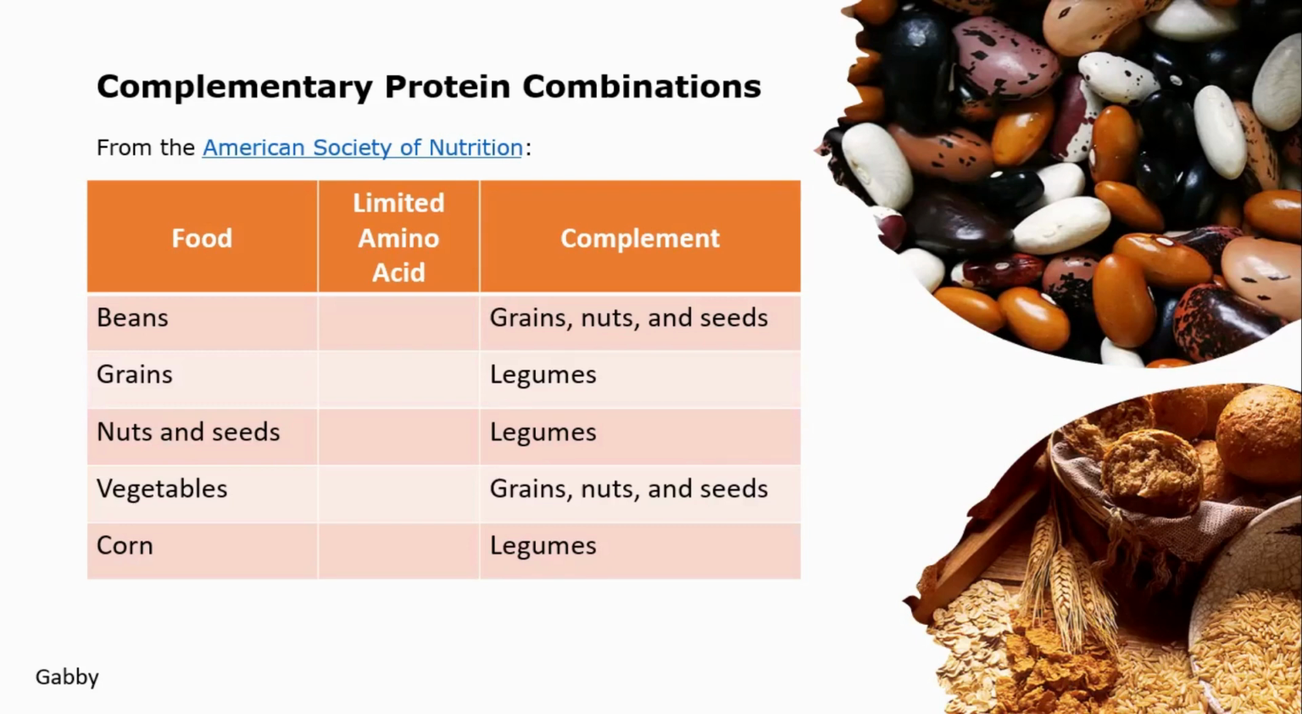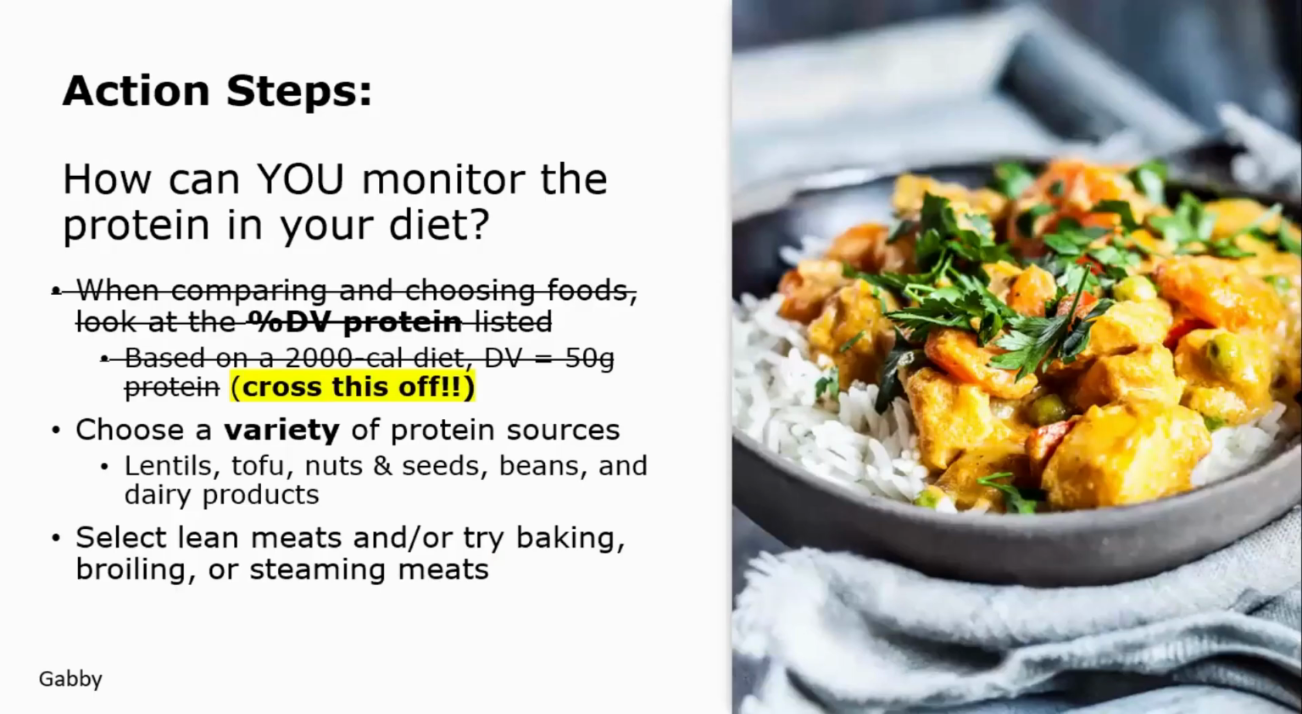One important pattern that I want to point out at this table is that legumes and grains are some of the best complements when it does come to complementary proteins. So moving on, let's look at some action steps and how you can monitor the protein in your diet.